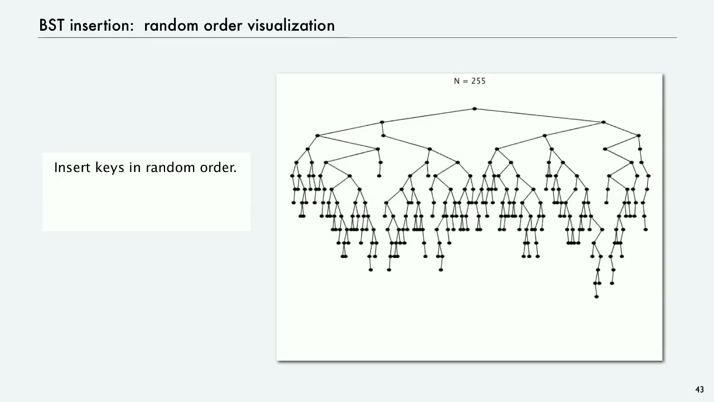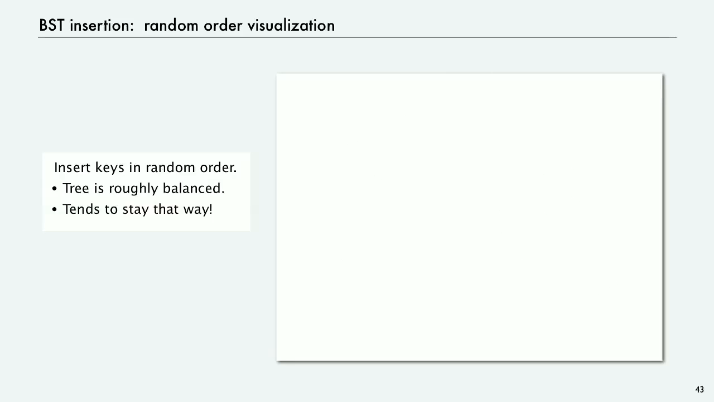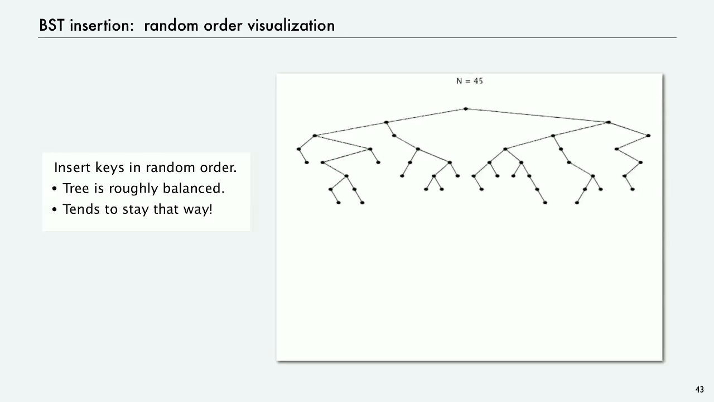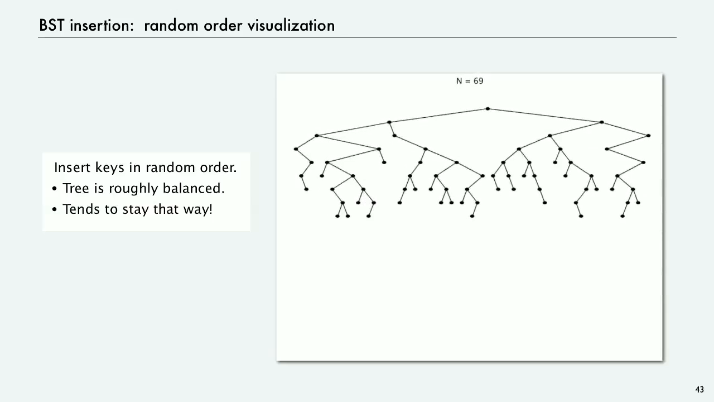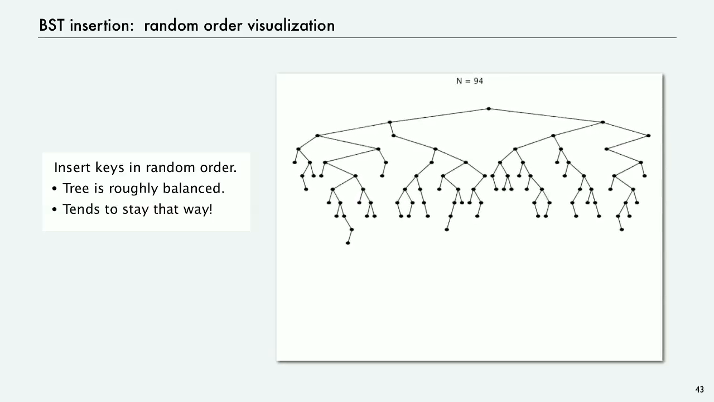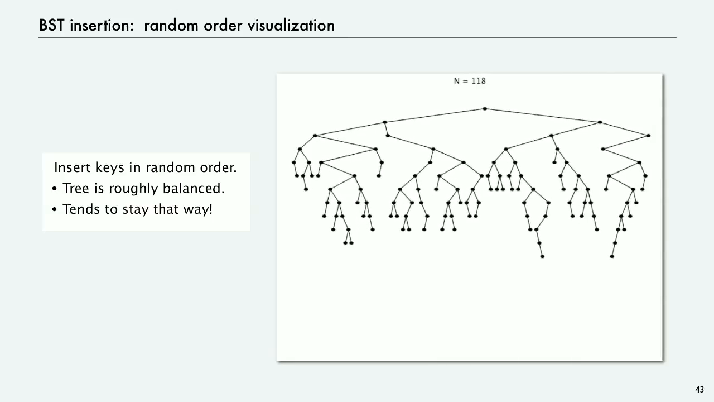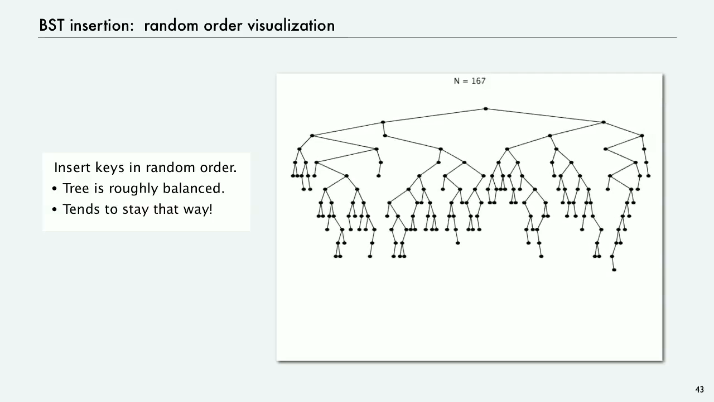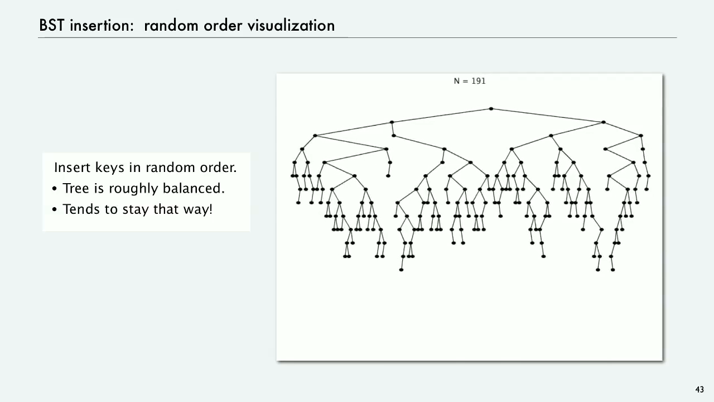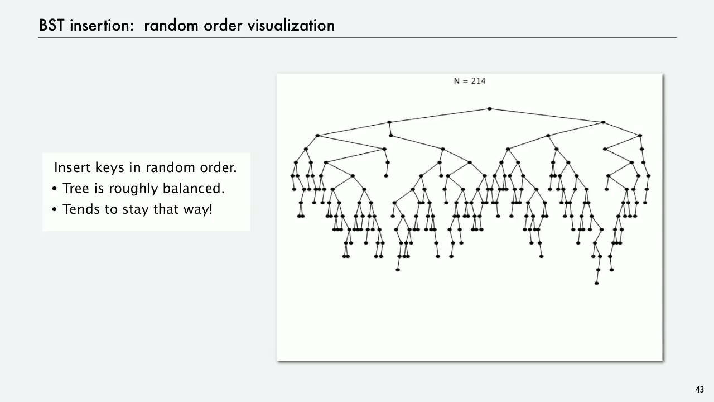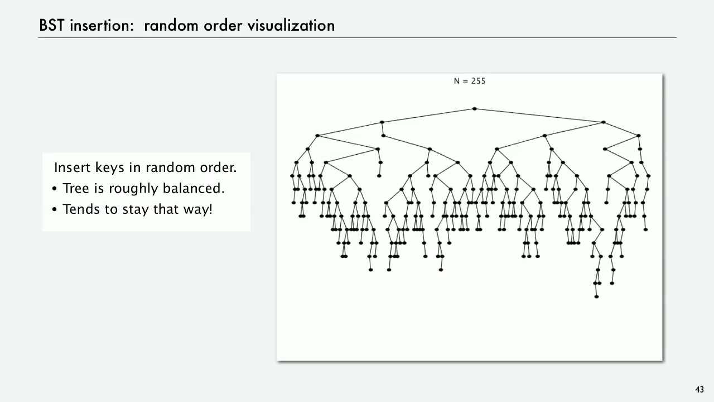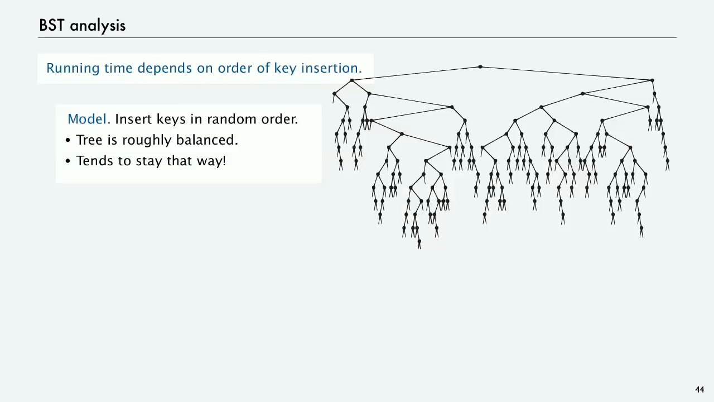But when the keys come in random order, the tree stays roughly balanced, and it tends to stay that way, as you can see from this simulation. This is 255 random keys getting inserted into a binary search tree. It's not perfectly balanced, but it's pretty well balanced. And in plenty of applications, like the words in a text, the model that the keys are coming in random order is not necessarily so bad. So there's lots of applications where we get pretty well balanced trees in this way. So let's look at that situation.